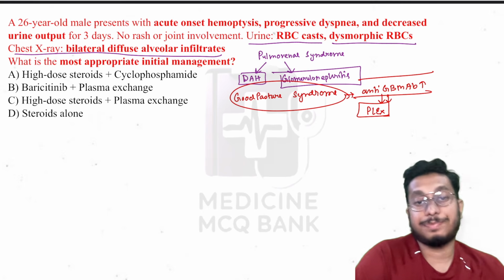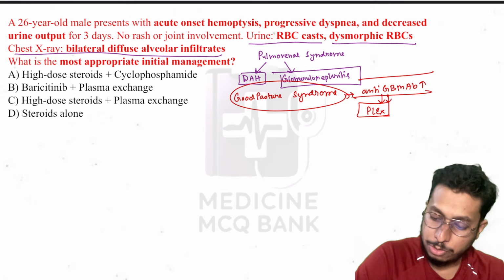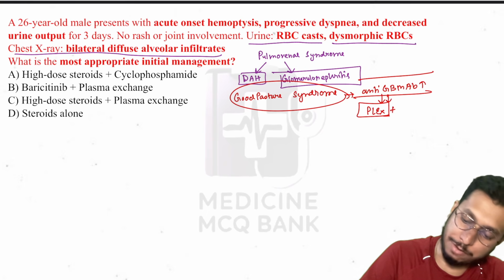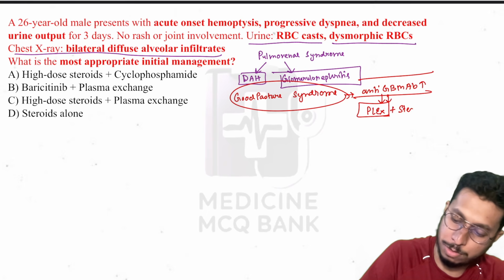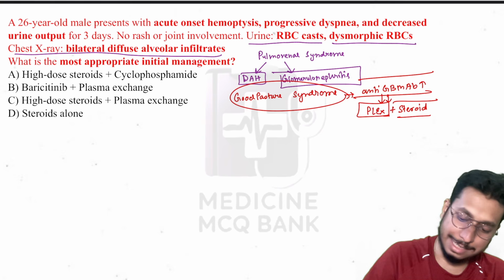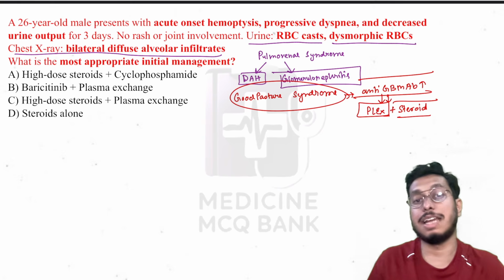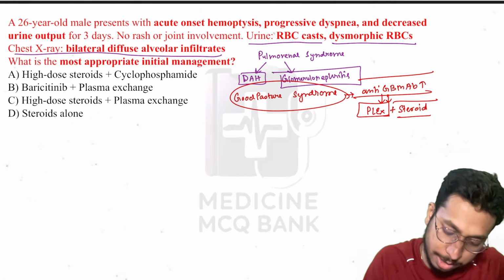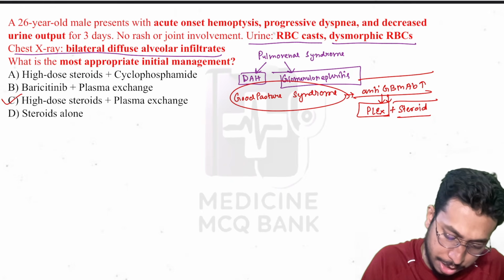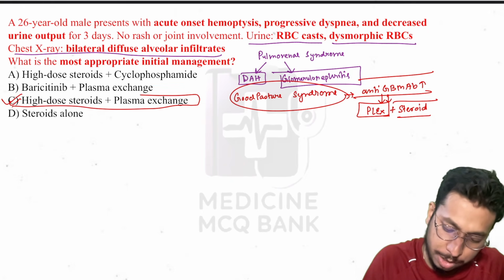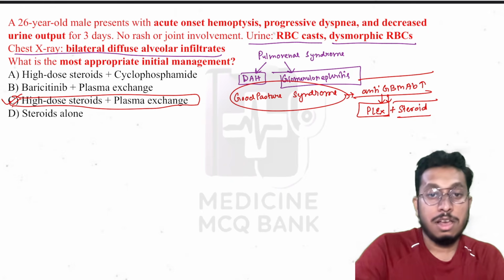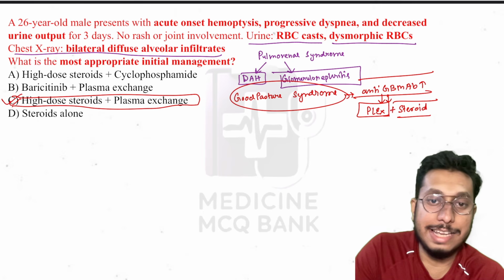So what else can you do? You need to reduce the inflammation. How to reduce the inflammation? With the help of steroid. So treatment in this case, whenever there is lung involvement and diffuse alveolar hemorrhage, is always high dose pulse steroid along with plasma exchange. Okay. Now, it is life saving in case of alveolar hemorrhage.